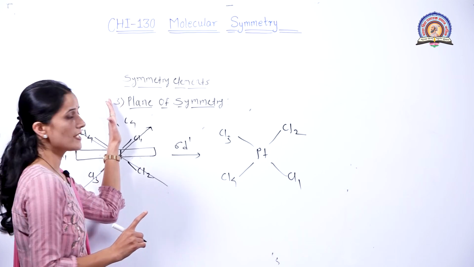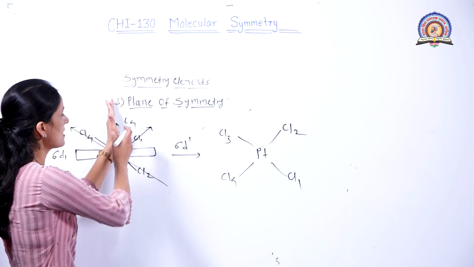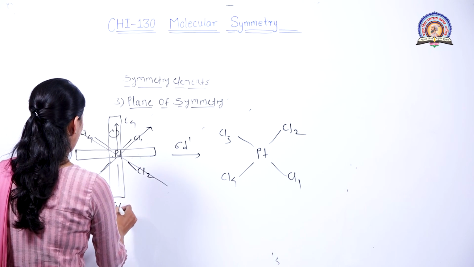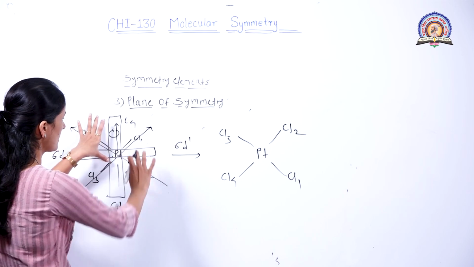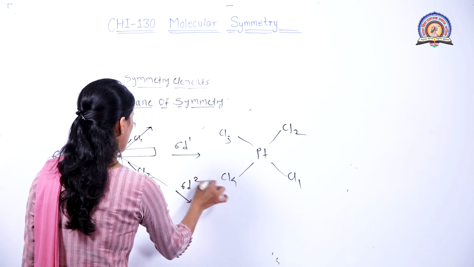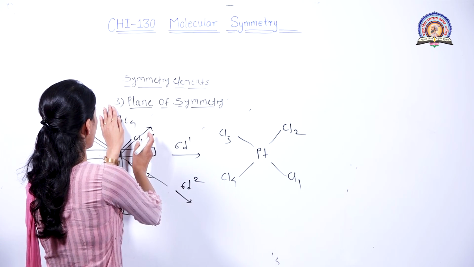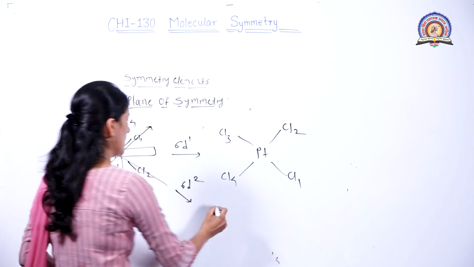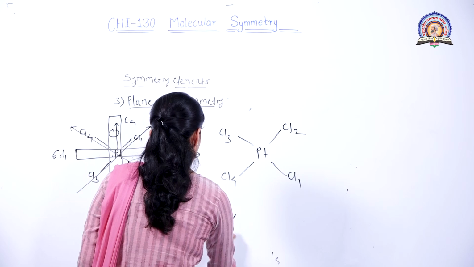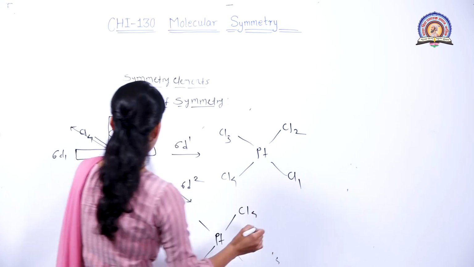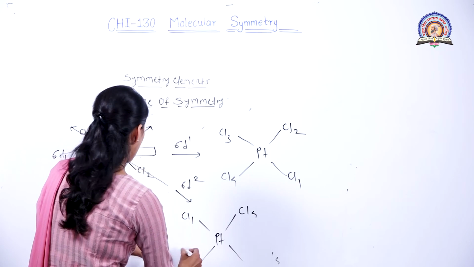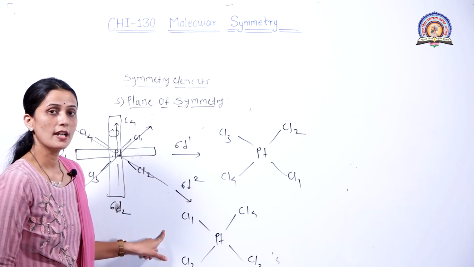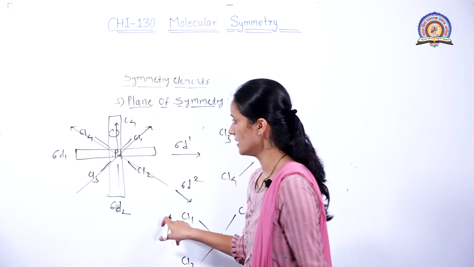Now sigma D2 is also present, which bisects these subsidiary axes. This is sigma D2 which bisects these subsidiary axes. Now see, the positions of Cl1 and Cl4 will exchange. The positions of Cl2 and Cl3 will exchange. So it gives Cl4 in place of Cl1, here is Cl1, here is Cl2 and Cl3. Okay, so sigma D1 and D2 operations are possible in this compound.